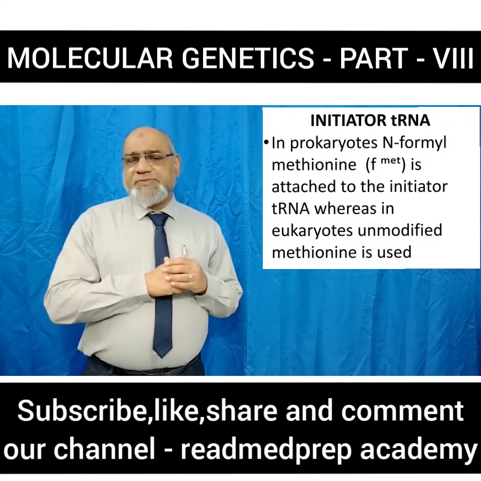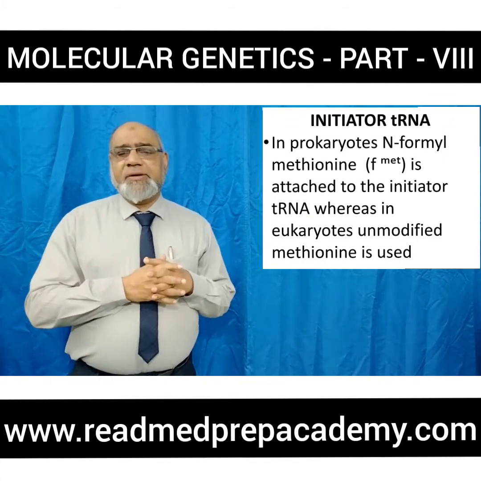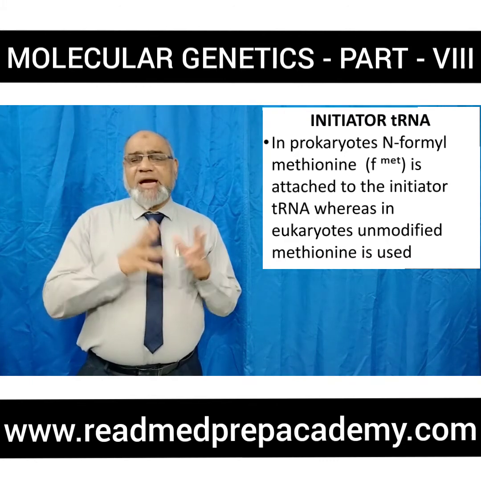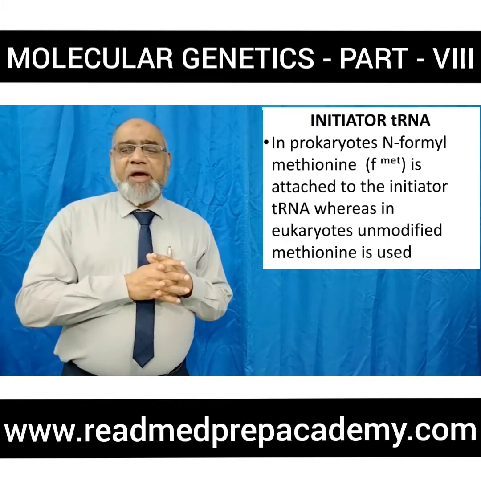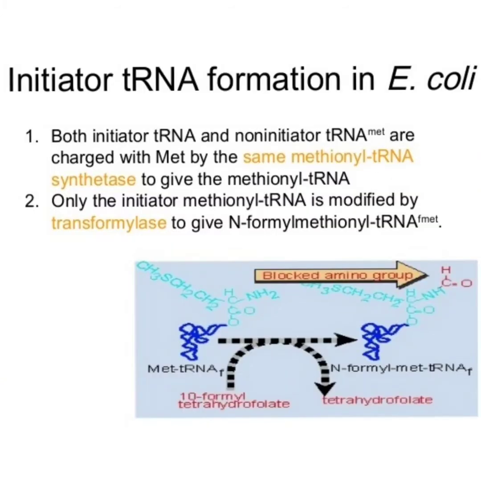The initiator transfer RNA in prokaryotes carries N-formyl methionine, F-met, whereas in eukaryotes, unmodified methionine is used. Both initiator transfer RNA and the non-initiator transfer RNA are charged with methionine by the same methionine transfer RNA synthetase to give the methionine transfer RNA.